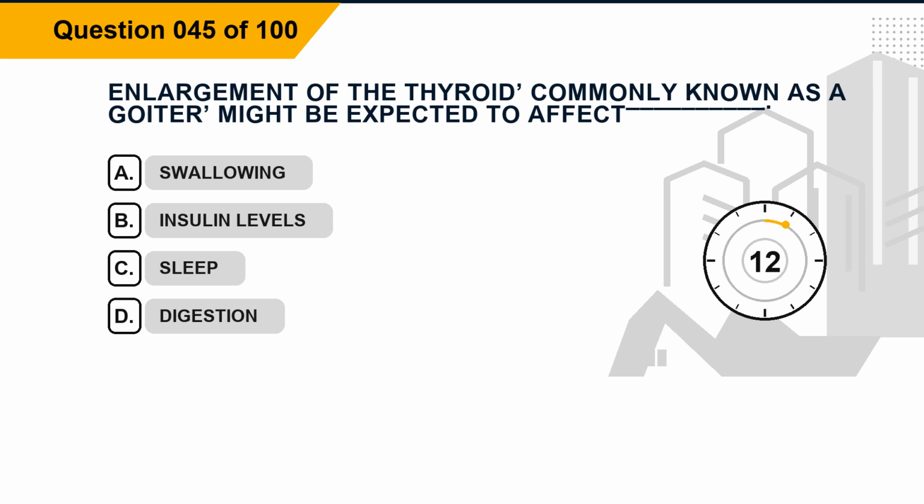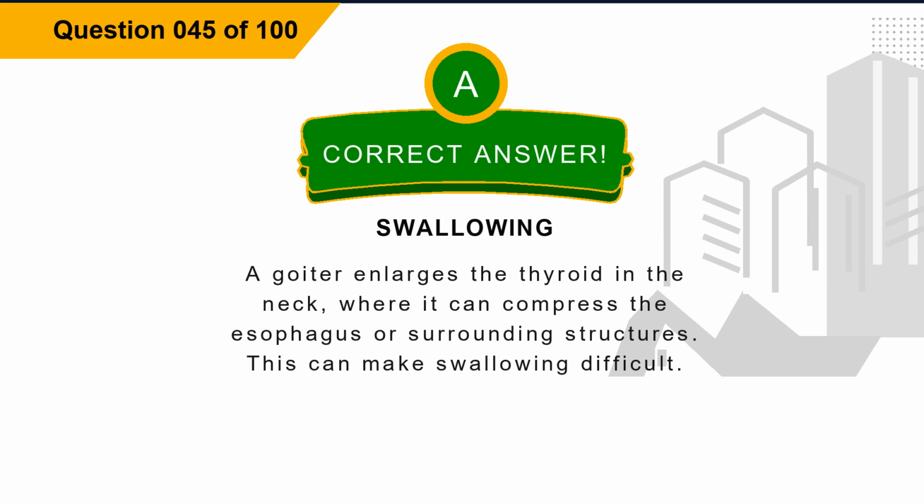Question 45. Enlargement of the thyroid, commonly known as a goiter, might be expected to affect blank. Option A, swallowing. Option B, insulin levels. Option C, sleep. Option D, digestion. The correct answer is option A, swallowing. Explanation: a goiter enlarges the thyroid in the neck, where it can compress the esophagus or surrounding structures. This can make swallowing difficult.